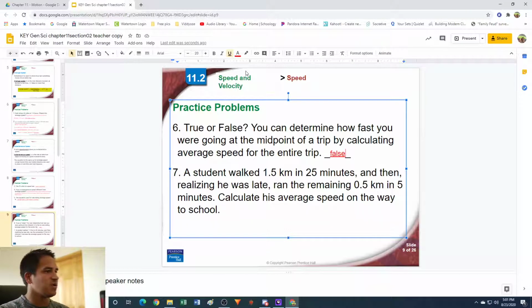So number 7, a student walked 1.5 kilometers in 25 minutes, and then realizing he was late, ran the remaining 0.5 kilometers in 5 minutes. Calculate his average speed on the way to school. All right, so average speed is, again, total distance divided by total time.